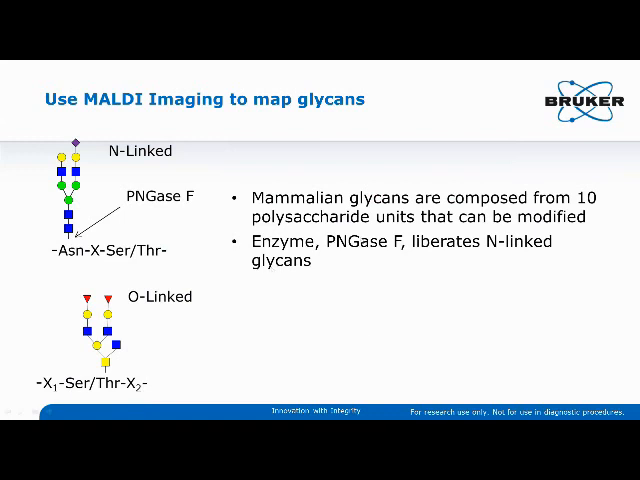I mentioned earlier the enzyme PNGase F, shown here. It liberates N-linked glycans. There are O-linked glycans, but unfortunately at this point of development, there's no real equivalent enzyme that cleaves the breadth of O-linked glycans as effectively as for the N-links, although a number of groups are working on developing these enzymes. But for right now, the majority of the work that's been done with MALDI imaging has been restricted to PNGase F measurements.